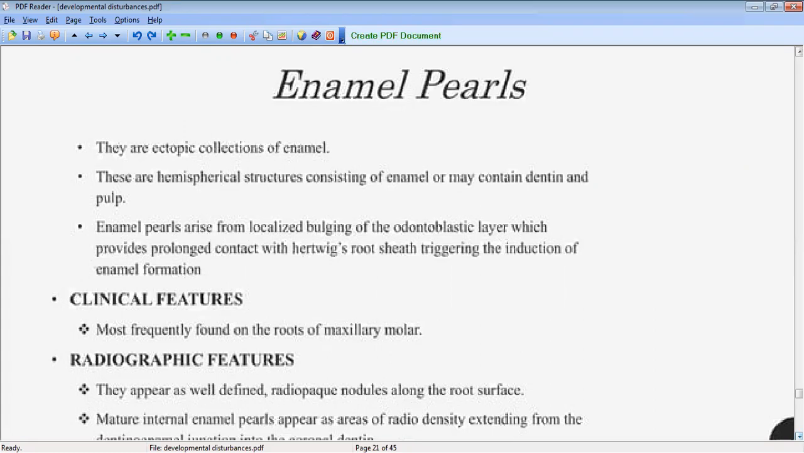They are ectopic collections of enamel. These are hemispherical structures consisting of enamel or may contain dentine and pulp. Odontoblastic layer, which provides prolonged contact with Hertwig's root sheath, is inductive for formation. Most frequently found in the root of the maxillary molars. Just remember this, right? They appear as a well-defined radiographic nodule along the root surface.